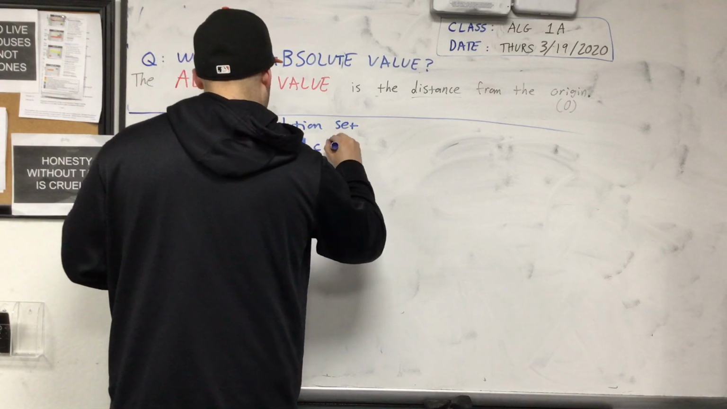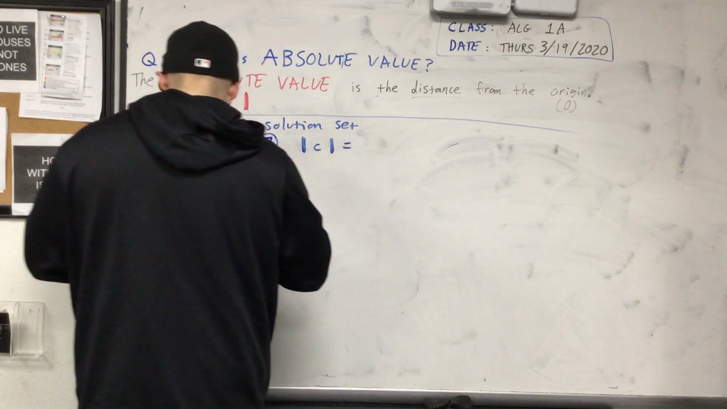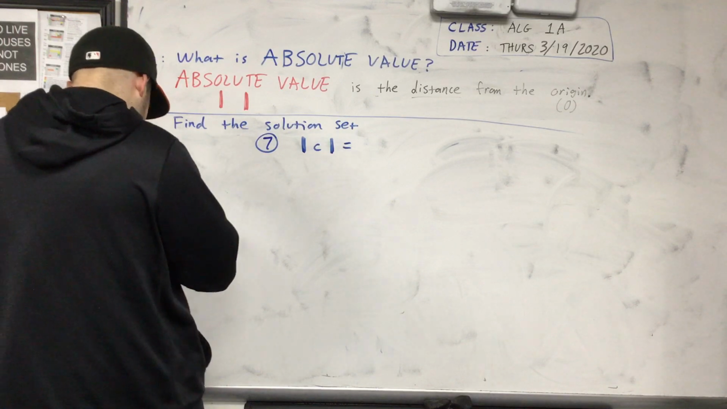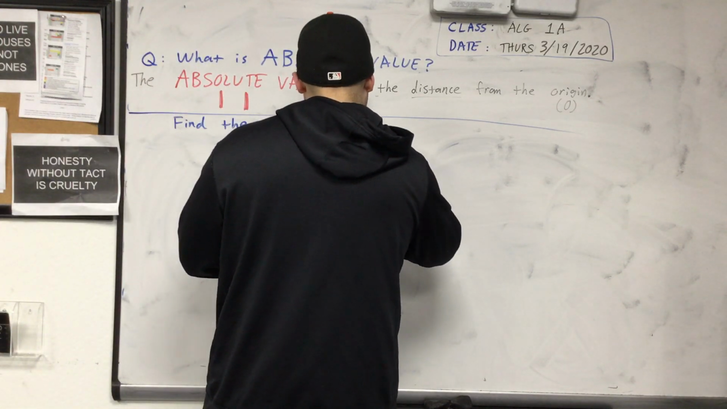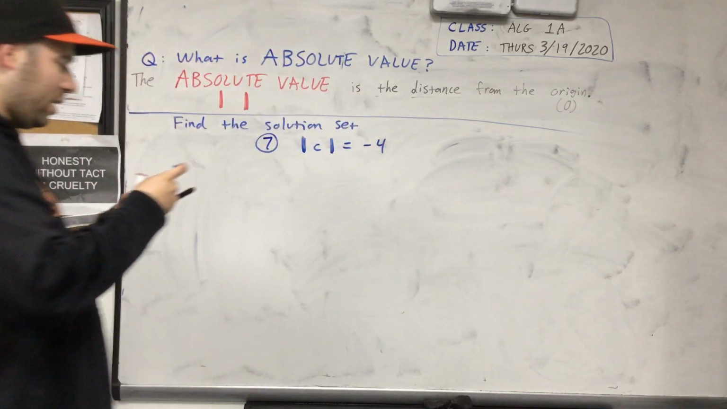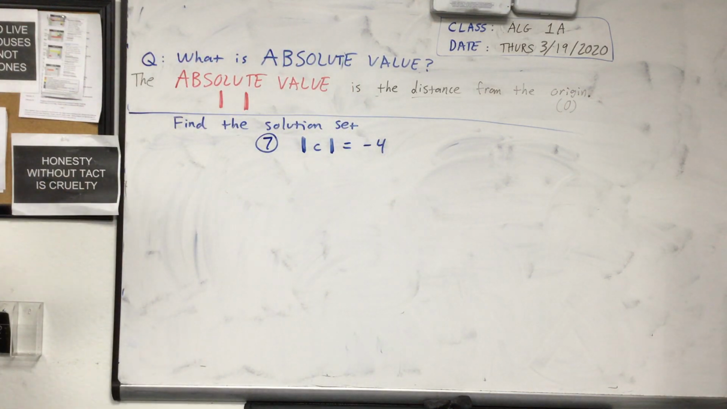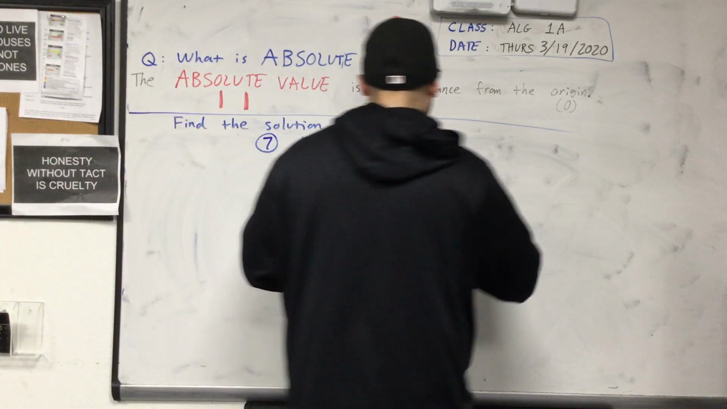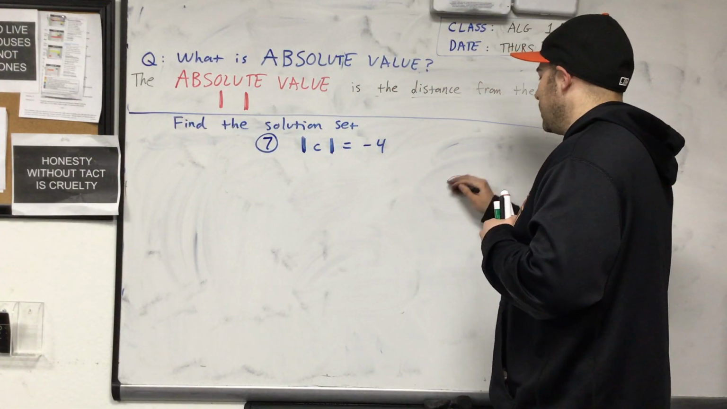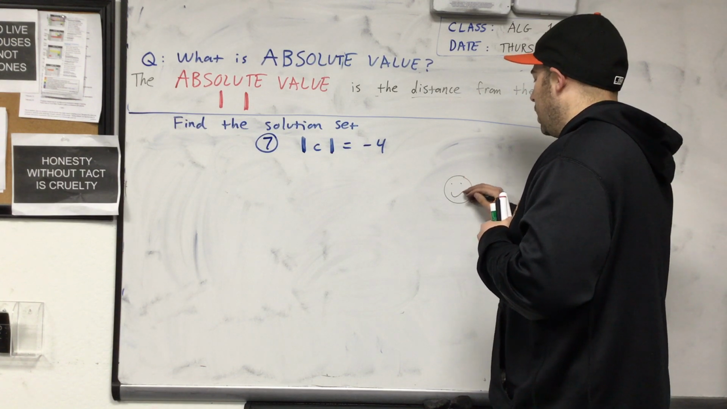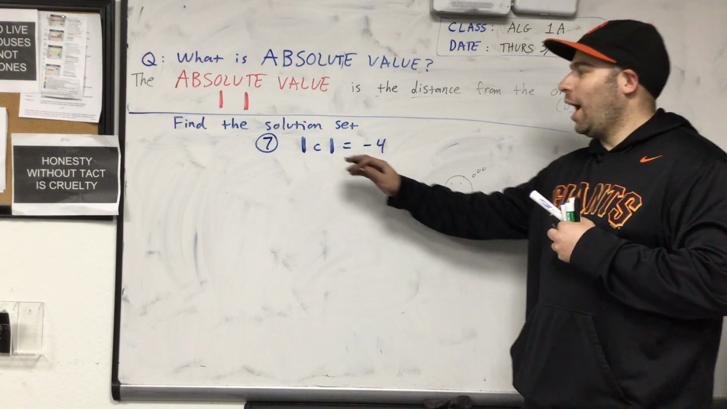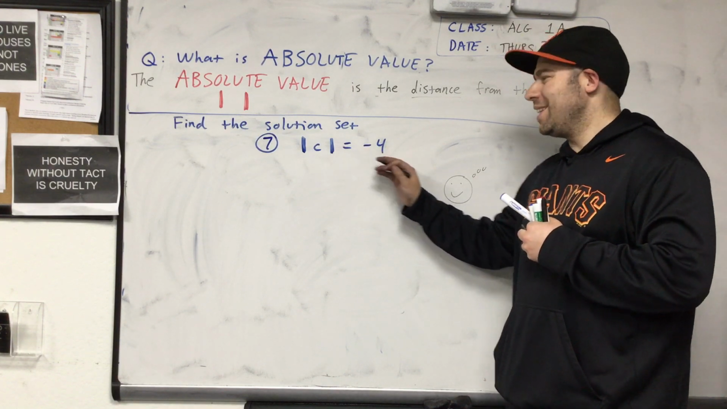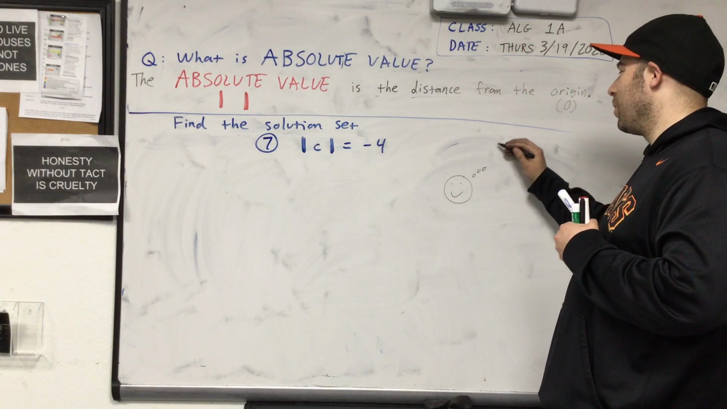The absolute value of C is negative 4. Okay. I'm going to bring out the comic book character once again. A little smiley face with a thought bubble. So I want to make this clear. The question is asking, how do I get a distance of negative 4?